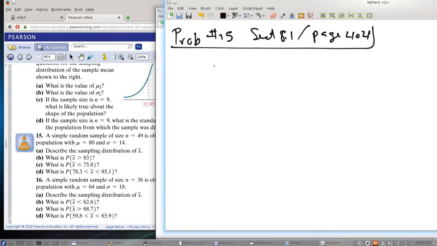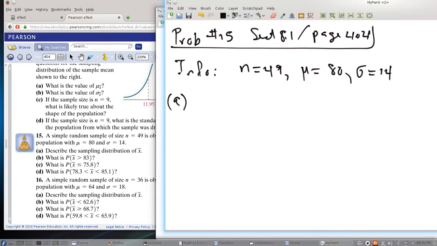So we are given that the sample size here. Let's write down the information. So info. We are given that the sample size is 49, and the mean value 80, standard deviation 14. Okay, that's the information given to us. Now we ask A, describe the sampling distribution of X bar.